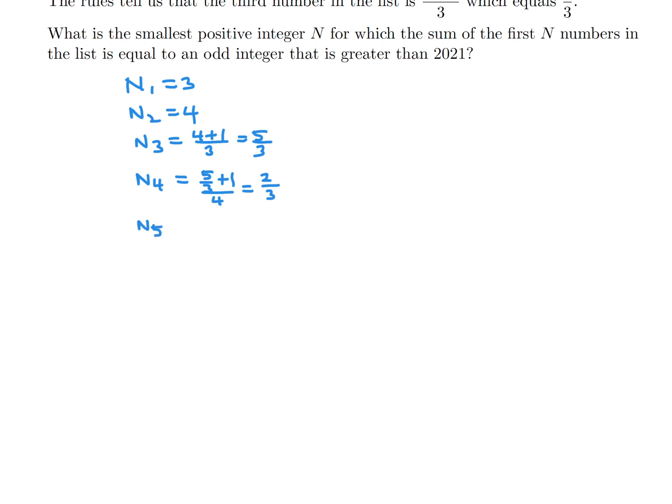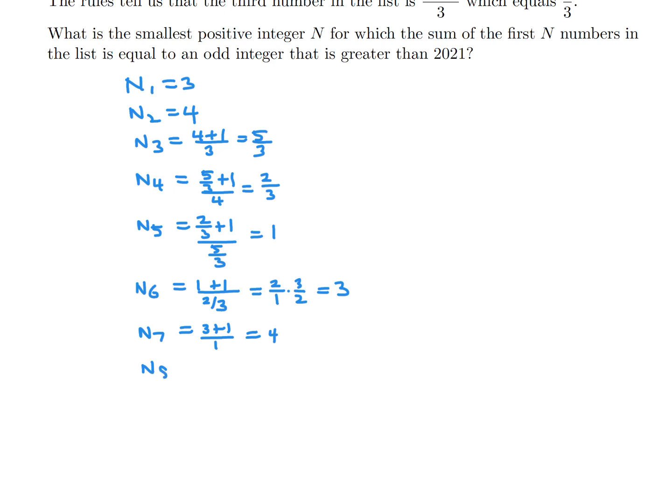And then n5 would be 2 over 3 plus 1 all over 5 over 3, and I believe that's 1. n6 would be 1 plus 1 over 2 over 3. And that would be 2 over 2 over 3. So 2 over 1 over 3 over 2. So that's equal to 3. Okay, and n7 would be 3 plus 1 over 1, which is 4. And n8 would be 4.